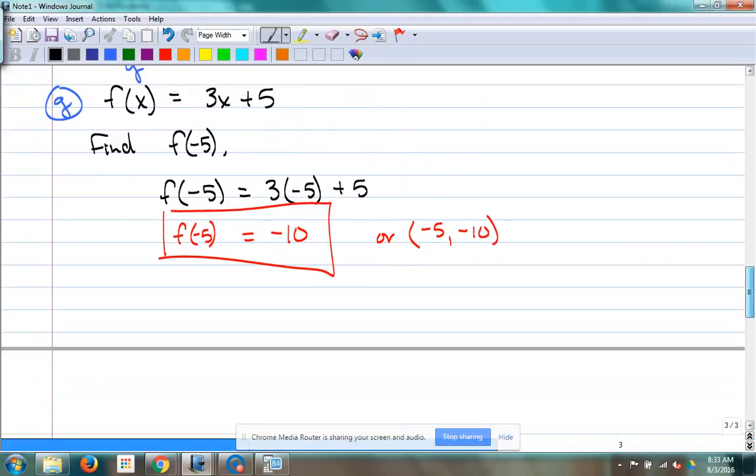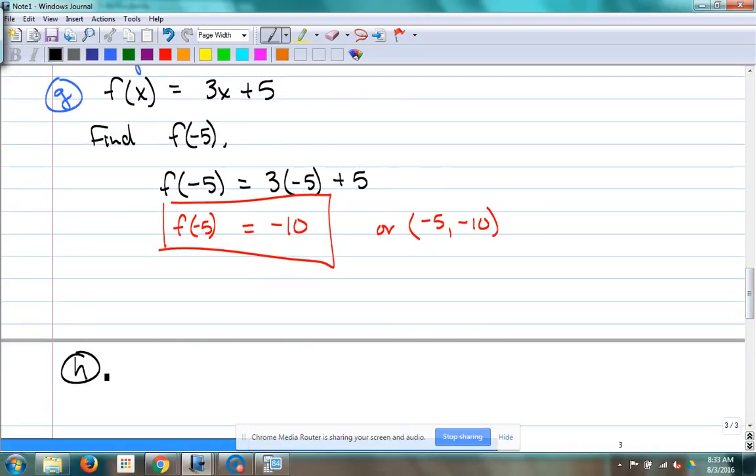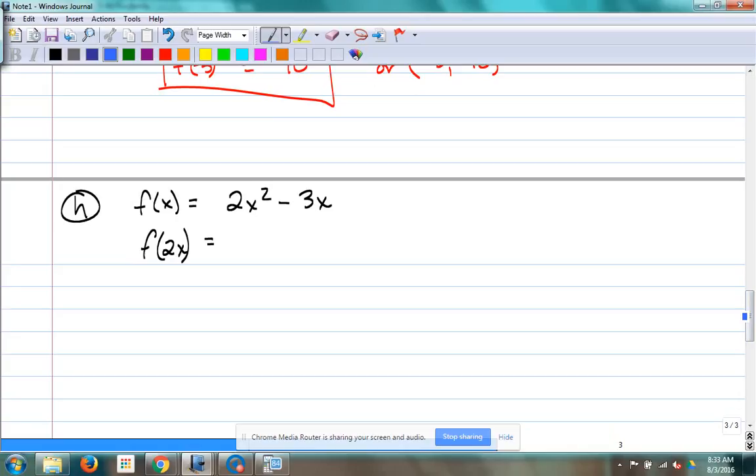Okay. Scroll up so you can still see that one. Let's take this function. f of x is equal to 2x squared minus 3x. And we want to find the function value of f of 2x. So we're going to find f of 2x. What's that mean we put in the place of x? 2x. So 2 times (2x) squared minus 3 times 2x.